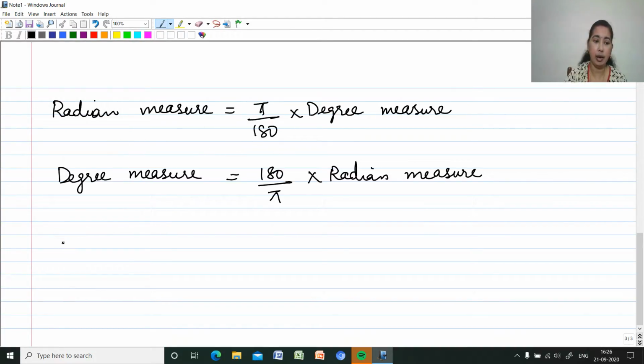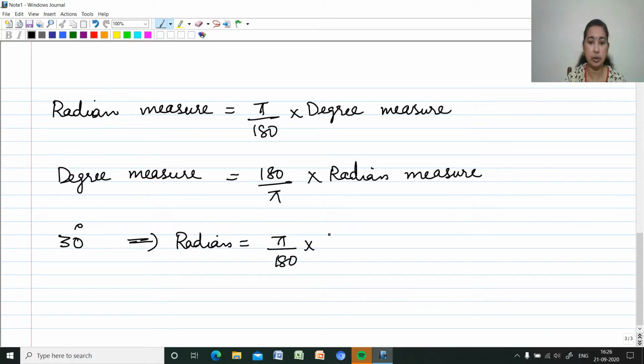Now we can see how much is 30 degree. Just substitute in this, and we can find the corresponding radian measure. So radian measure can be written as pi by 180 into degree measure. Here degree measure is 30. So how much is that? Cancelling, you are getting pi by 6, and the symbol to be written is radians, which shows it is radian measure.